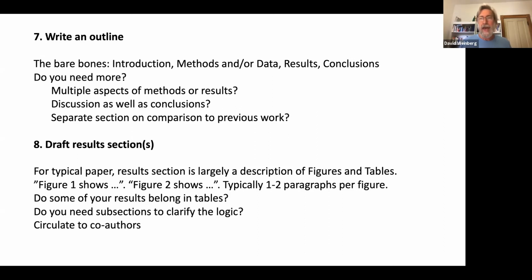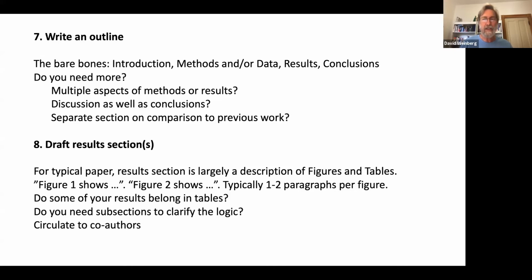So then you've got your outline. Now you need to start writing text, and the question is, in what order? My typical advice is to start by writing the results section or the results sections. In part, that's because once you have made the figures, typically the results section is the easiest one to write.